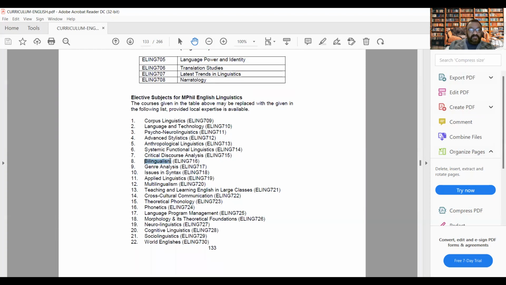That's a very nice subject, bilingualism. It gives a lot of information. As you saw, I had syntax and applied linguistics, because I took applied linguistics. The reason is that I was planning in my mind to do PhD in applied linguistics. That's why later on I got admission for PhD in applied linguistics at a government university, and I completed my PhD from there. But you also have other subjects: multilingualism, teaching and learning English in large classes, theoretical phonology, cultural communication, phonetics.